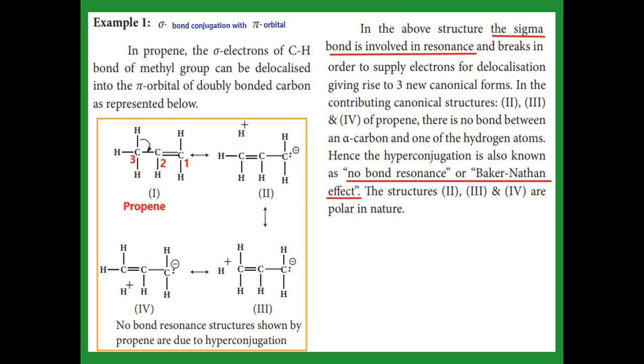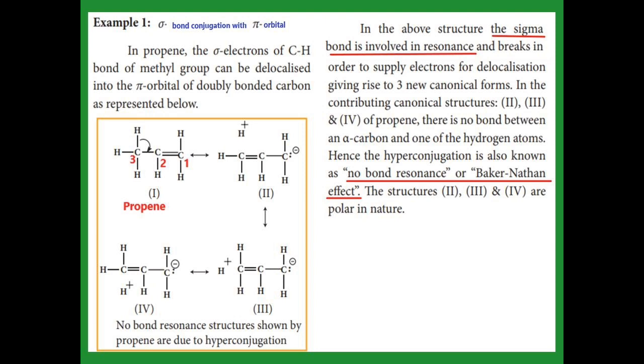Now suppose the hydrogen on the left-hand side of the third carbon moves its electrons towards the second and third carbon; we get the third structure. Now for the fourth structure, we take the hydrogen at the bottom of the third carbon. Suppose it gives its sigma electrons to the third and second carbon; this gives the fourth structure. Here the sigma bond is involved in the resonance structure, so this effect is called the hyperconjugation effect.